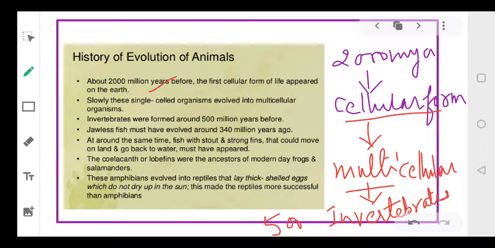After the invertebrates came the jawless fishes. So 2000 million years ago cellular life existed, then these cells clubbed and formed multicellular organisms, then the invertebrates, formed around 500 million years ago. After that the jawless fishes were formed, around 340 to 350 million years ago, and then came your lobe fishes.